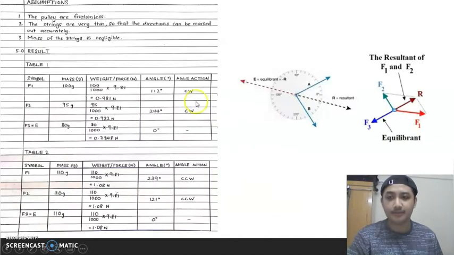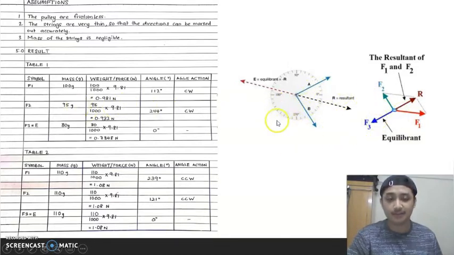So the assumptions of the experiment: the first one is that the pulleys are frictionless. The second, the strings are very thin so that the direction can be marked out accurately. The third one is that the mass of the string is negligible. As you can see here, this is the direction of our force 1, force 2 and force 3.